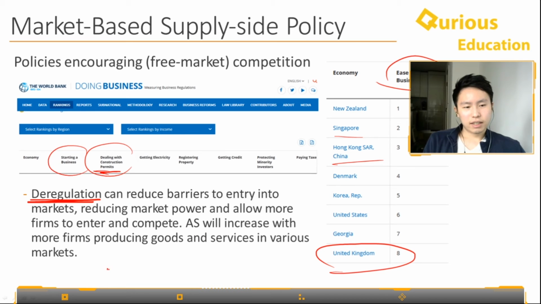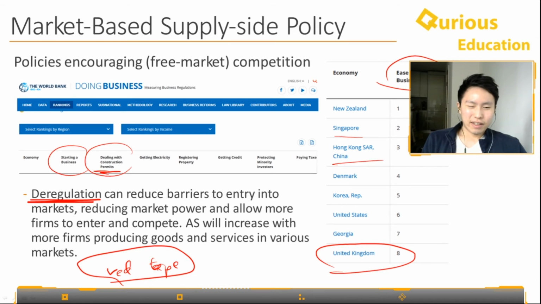So another common term for this is called red tape. This kind of showed up in a past paper before. Red tape is another word for these barriers in the economy that prevent the ease of doing business. So if you see an article saying that the government is reducing or cutting red tape, then it means that the government is deregulating.